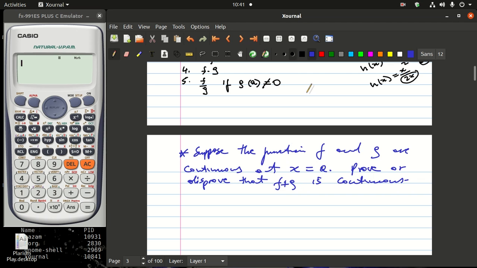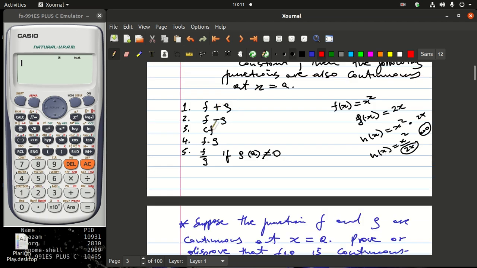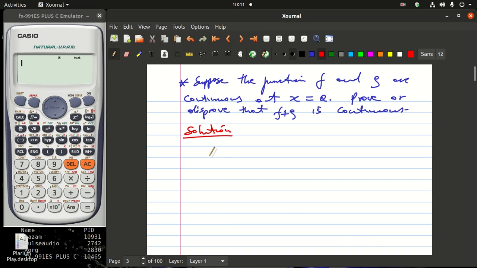So how do we end up proving this whole thing? Solution. I'm just trying to illustrate how someone can actually go about proving these statements. So let us look into this. Let's start by saying f is continuous, right? So I'm going to look into that. Suppose these functions are continuous at x is equal to a, prove or disprove that this one is continuous also.